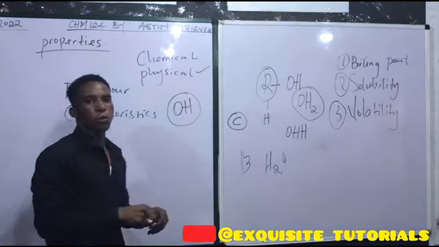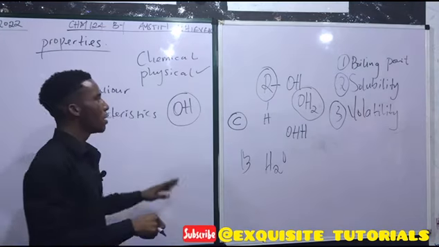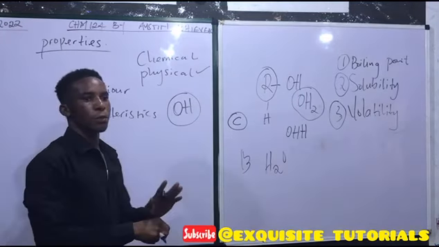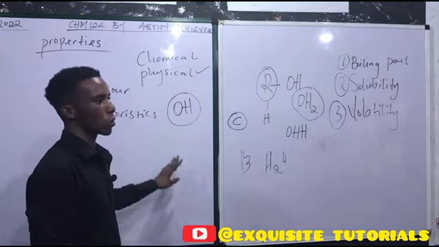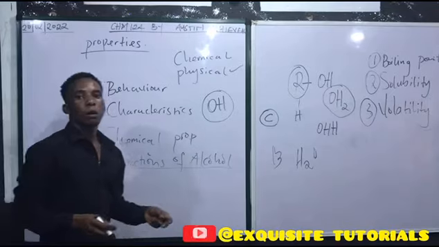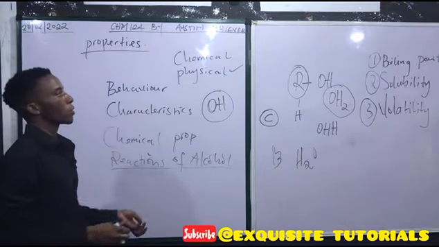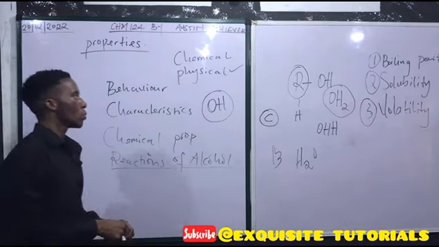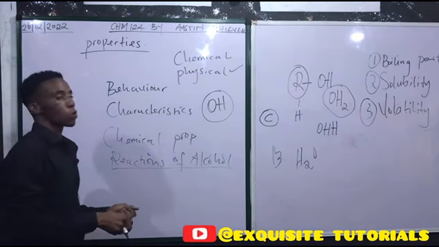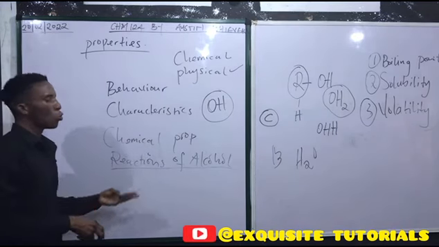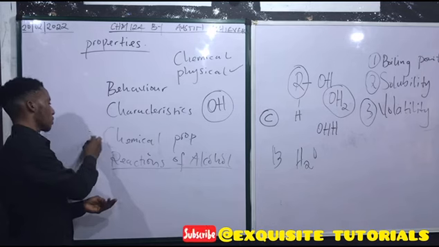Now, this will bring us to the end of the class. I believe with this, we can understand the physical properties of alcohols. Alright, we have talked about the physical properties, the characteristics and behavior. So, in our next class, we will be talking about the chemical properties.